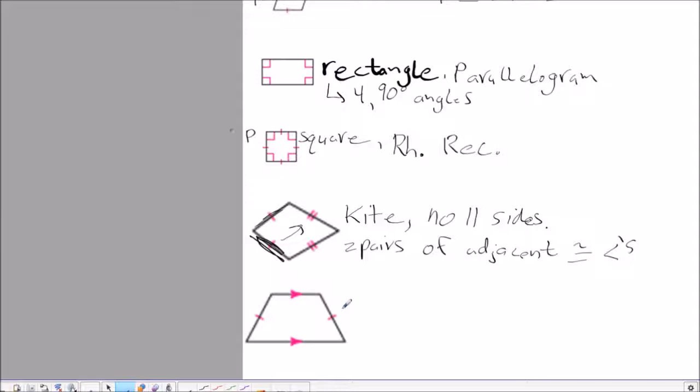Okay, and this last shape, that's called a trapezoid. Okay, and the way we're going to define that for this class is a trapezoid has one pair of parallel sides. One pair of parallel sides. Okay, so those are the shapes that we're going to be learning about in this unit. We're going to get all kinds of facts and all kinds of information about them. So let's dive into it and see what we can figure out.